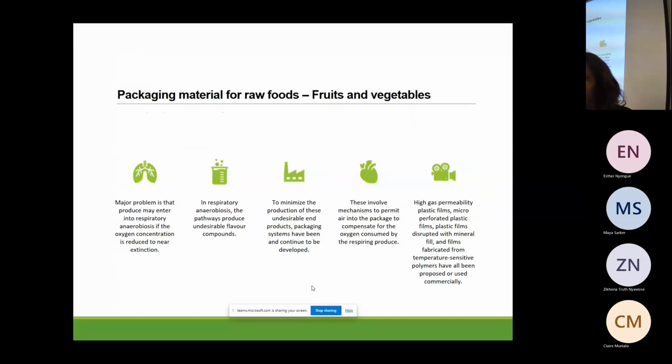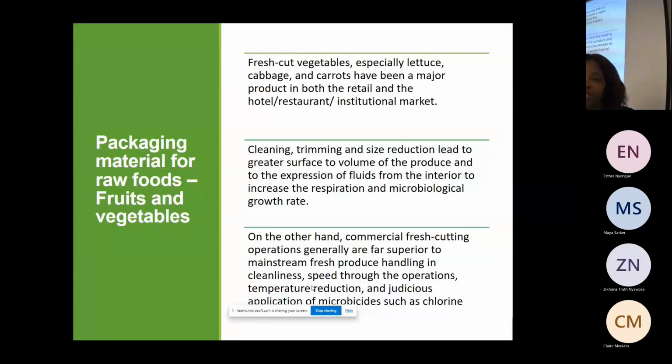And then these plastic films are disrupted with mineral film or films, and then fabricated from temperature sensitive polymers, which were all used commercially as a way of... And then there's a lot more combination of other technologies that can be used for these fruits and vegetables because of the fact that they are fresh.